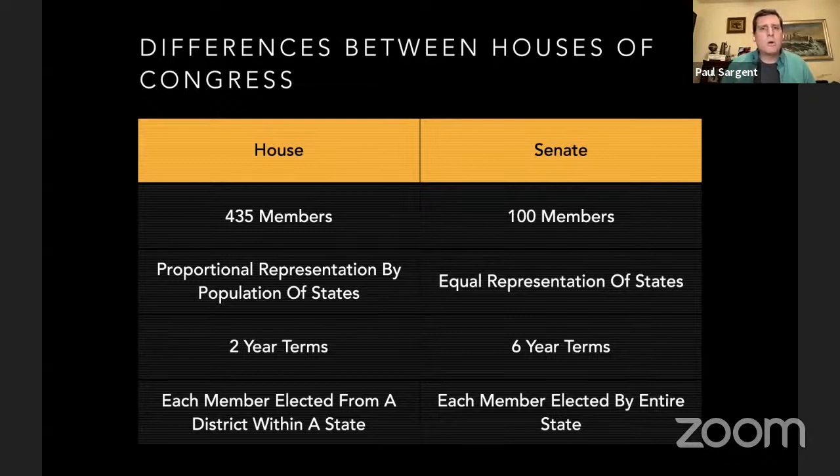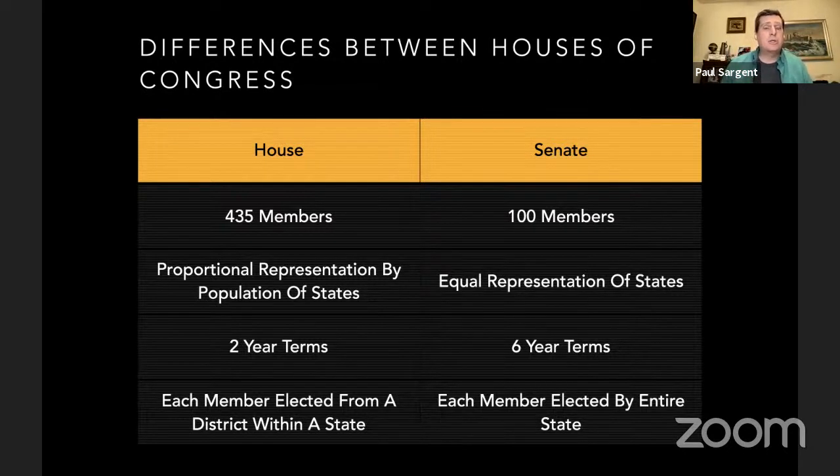And it can't be worked like the House number can. Now, the House, as I've said before, has proportional representation by the population of states. So the larger states, California, for example, have much larger delegations, and the very smallest states in terms of population, like Wyoming, only have one representative. Whereas in the Senate, they have equal representation.